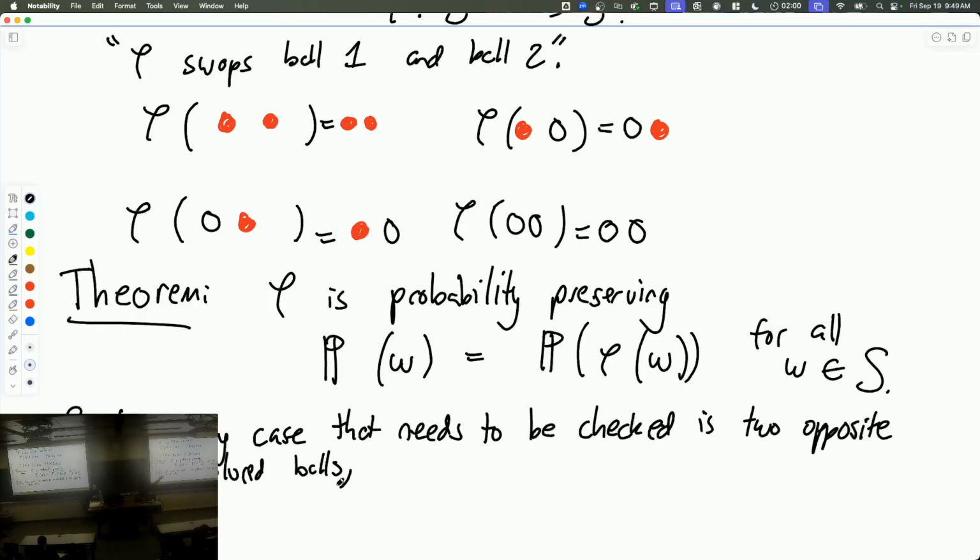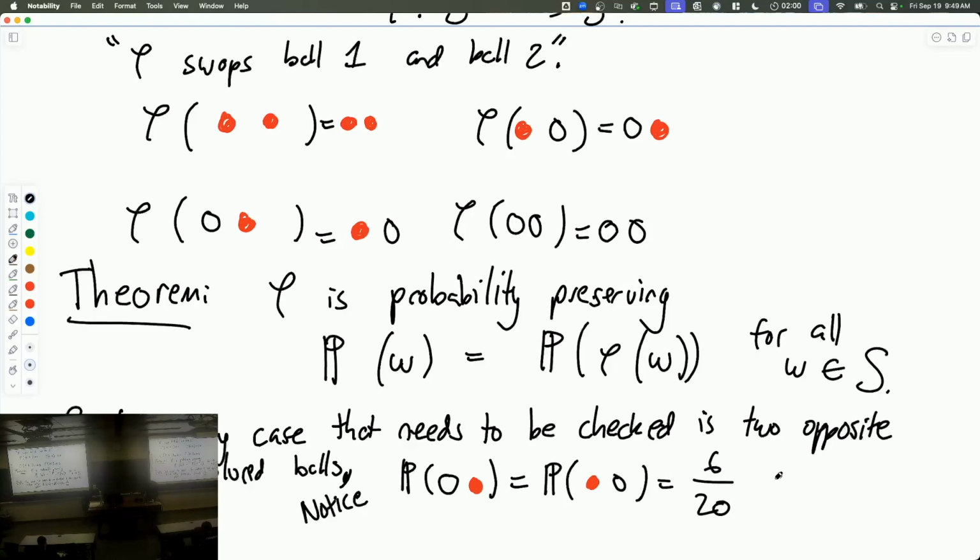You could also, without making the tree, argue that white, red has to have the same probability as red, white. That is the crux of this proof. Notice the probability of white, red is the same as the probability of red, white, because they are both 6 out of 20. So the same.